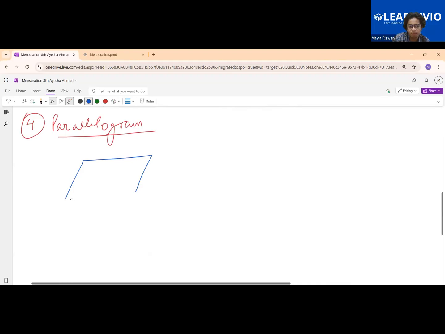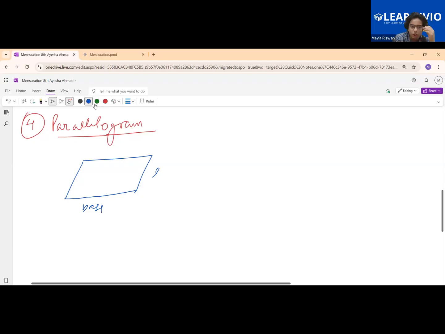Yes, I studied in the last class, but I forgot. In school we studied, but I forgot. No issues. But this one is the length, and this one is the base. We call it base or breadth, whatever.